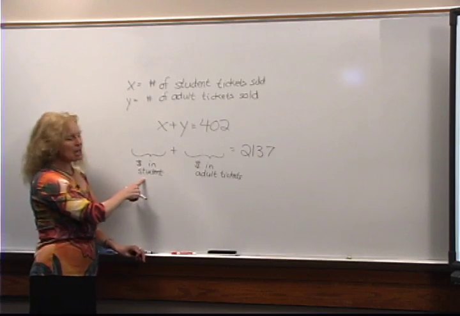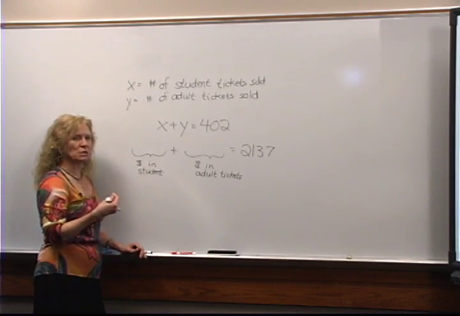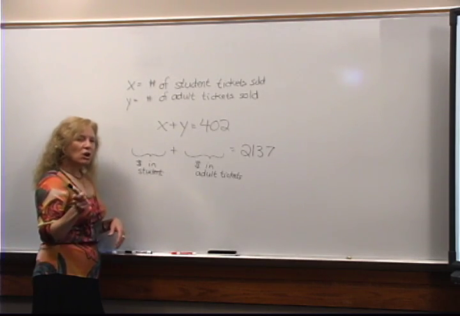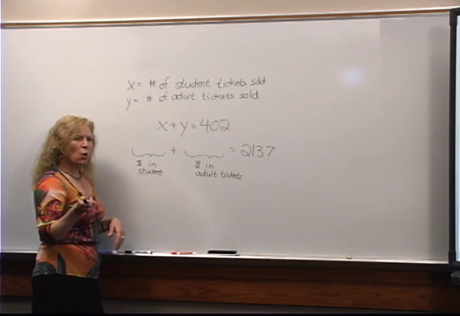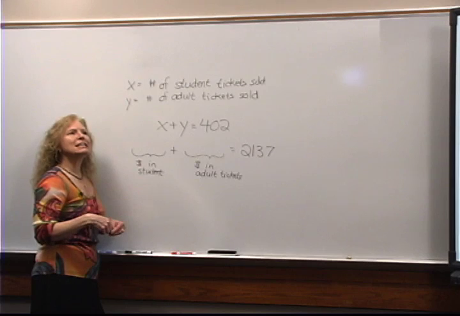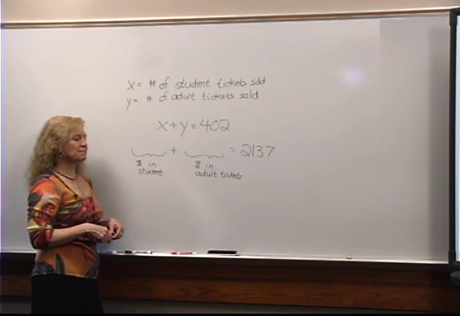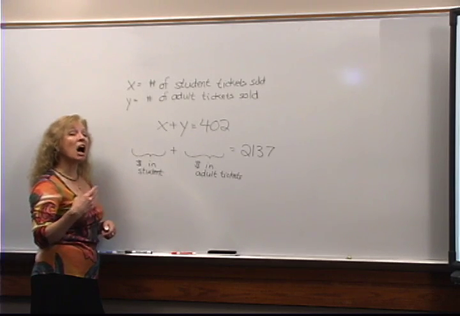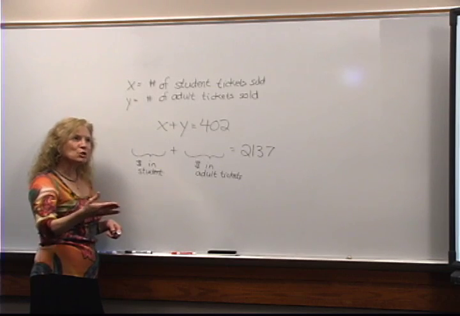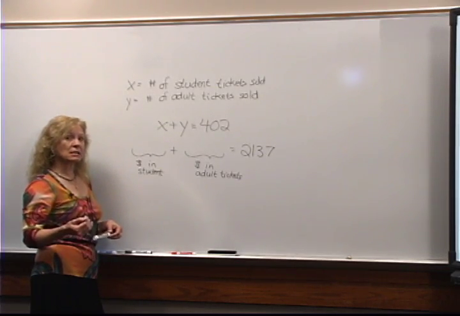So now I have to stop and think, well, how much money would we have brought in from student tickets? We know sometimes that's not always real easy to see. So I have suggested in the past that you consider working with some numbers. What if you sold 100 student tickets? How would you figure out how much money was brought in from those 100 tickets?